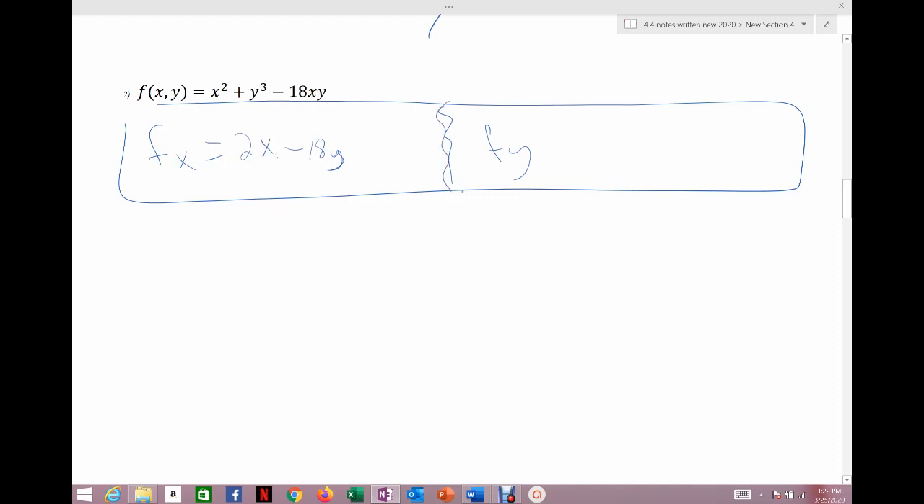Now I find my first derivative with respect to y. The x squared has no y part, so that zeroes out. The derivative of y cubed gives me 3y squared, and the negative 18xy, well, the negative 18 comes along. X is also being held constant. I take the derivative of the y part, which is 1. So there are my first derivatives.